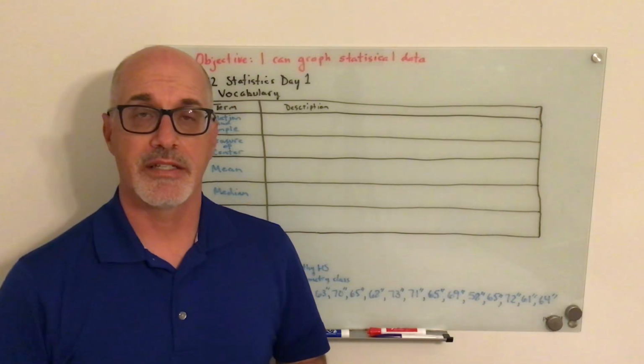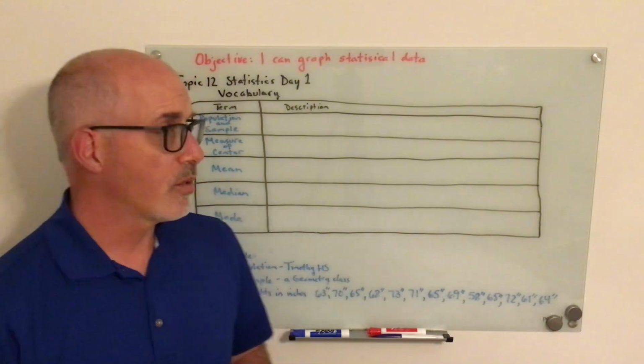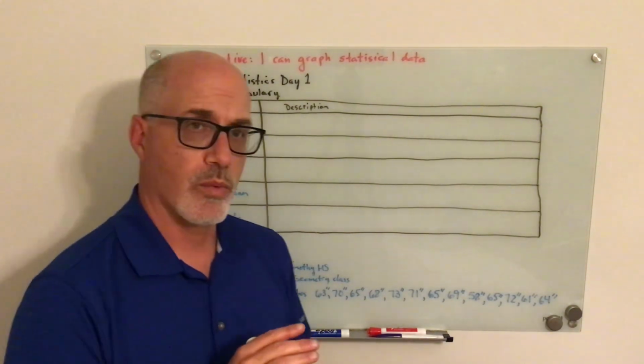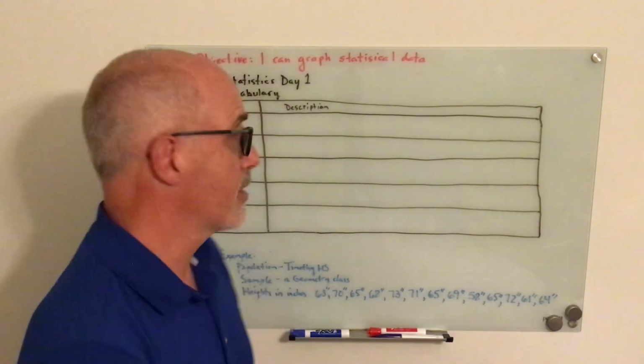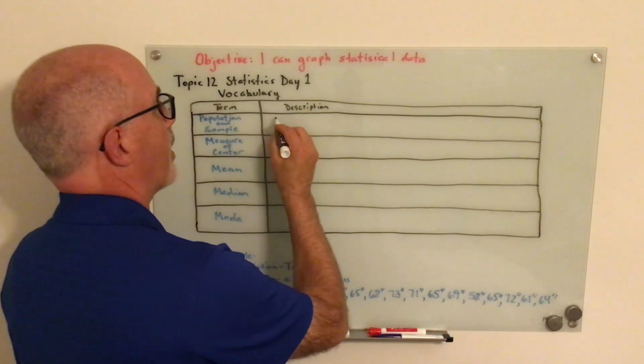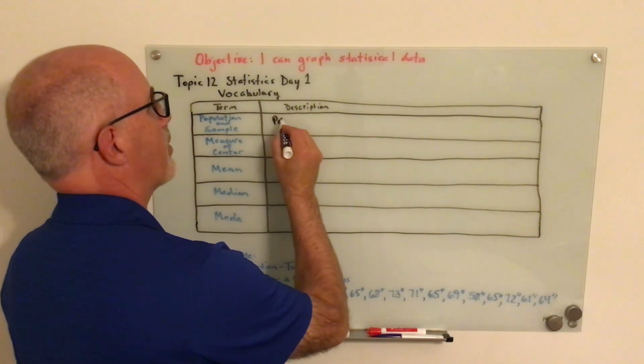This part of the lesson is on vocabulary. We're going to look at these different vocabulary words and then put them into practice. So first of all, we're going to look at the word population.